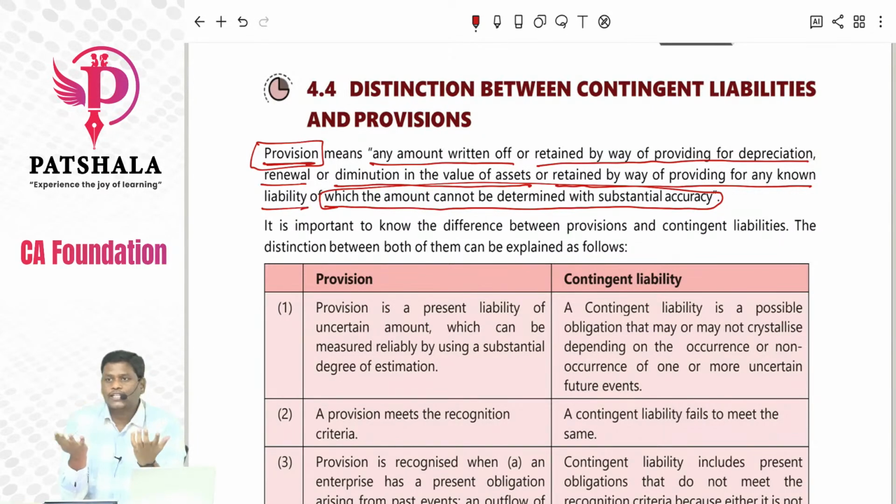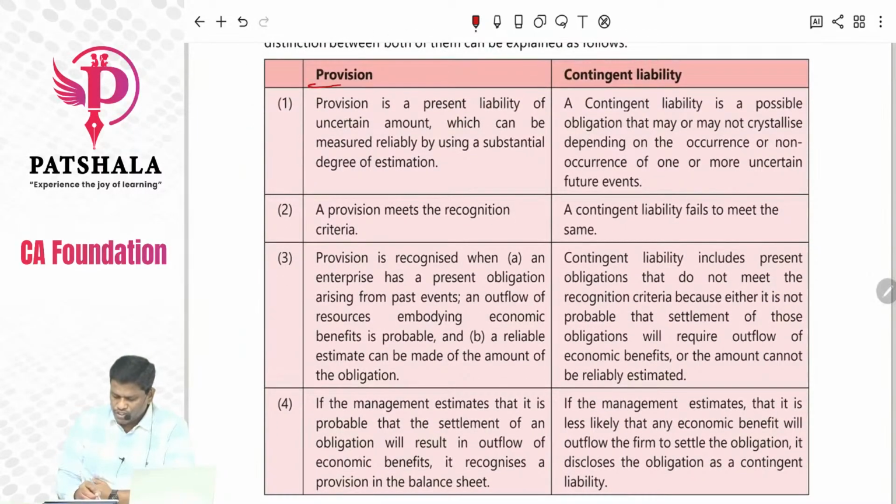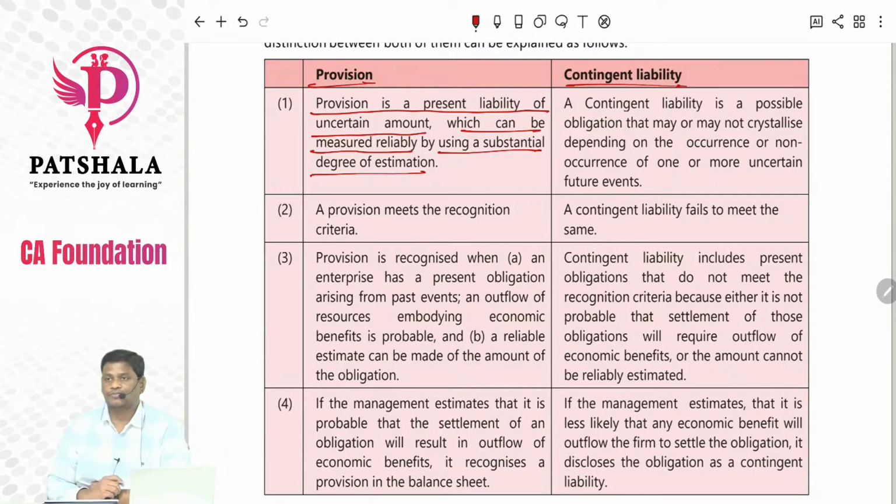When you cannot estimate exactly, but you know that it will happen, create a provision. Student, differences: provision and contingent liability. Provision is a present liability of an uncertain amount which can be measured reliably with a substantial degree of accuracy. Best example, provision for bad and doubtful debts, 10%.